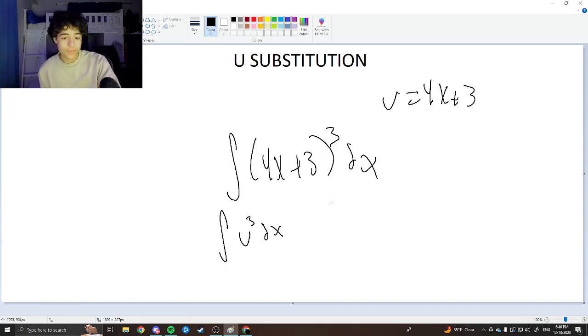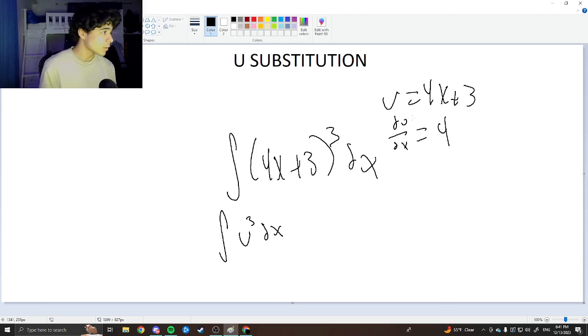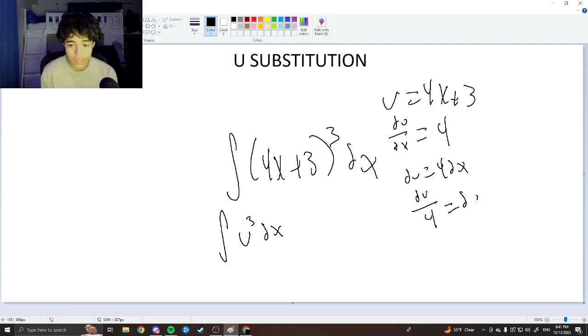So what you have to find is du. And how can we do that? You derive this function here, and you'll end up with du over dx on the left side equals 4. Are we following? And then you multiply both sides by dx to get this dx out of here. So you end up with du equals 4 dx. And then you divide both sides by 4 to get the dx on its own. So you get du over 4 equals dx.